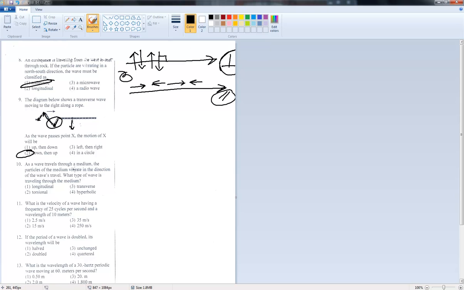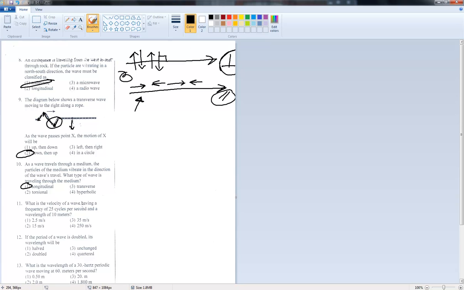10. A wave travels through a medium. The particles of the medium vibrate in the direction of the wave's travel. Which type of wave is traveling through this medium? So the particles are vibrating in the same direction the wave is traveling. That's like this example up here. The wave is traveling one direction, the particles are vibrating back and forth in that same direction. That's parallel. Parallel is longitudinal.